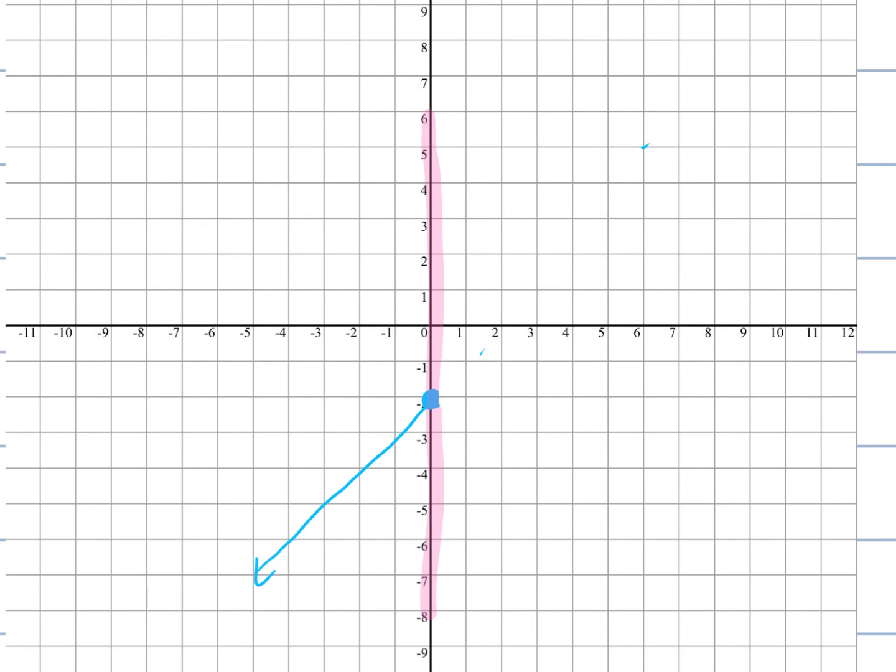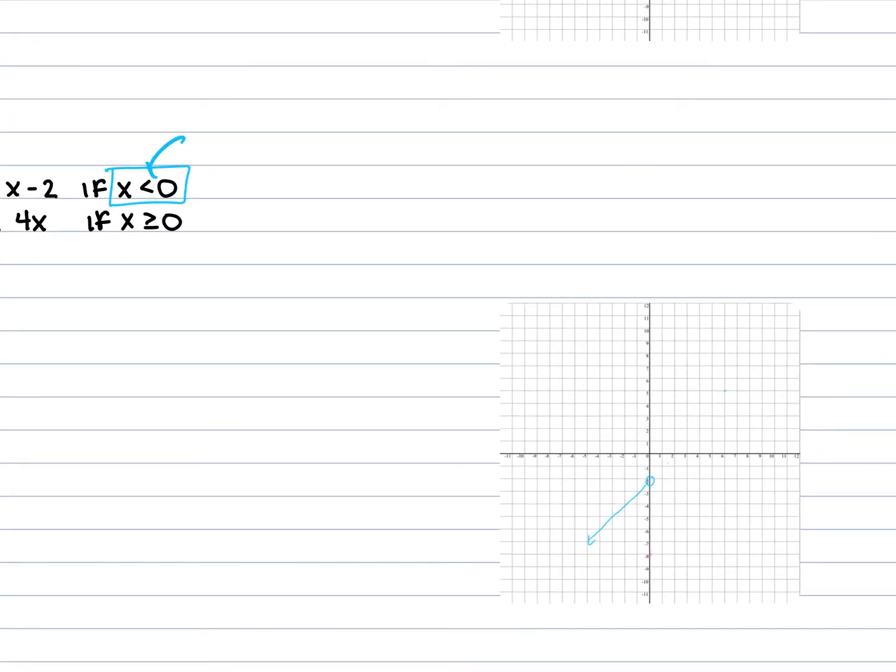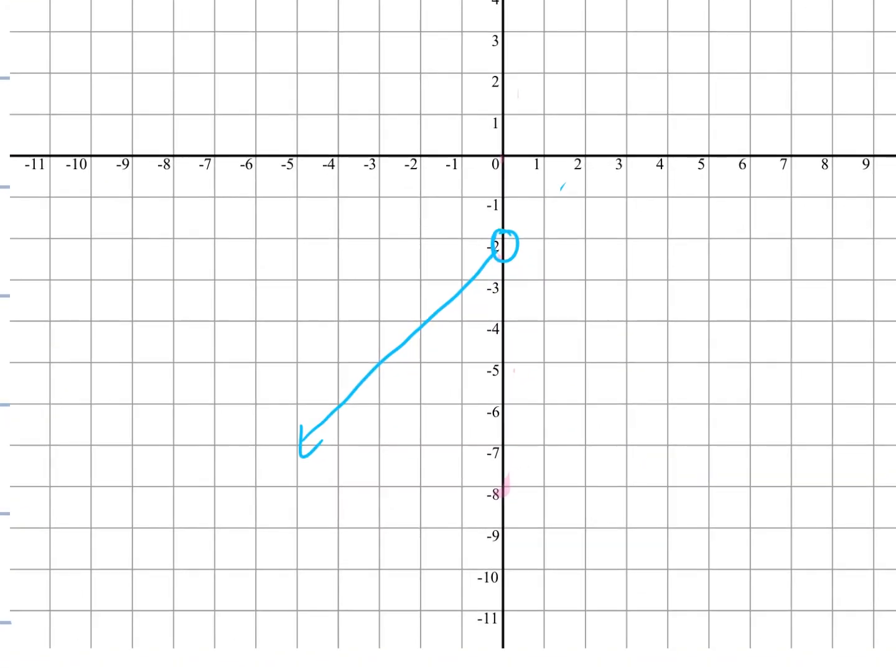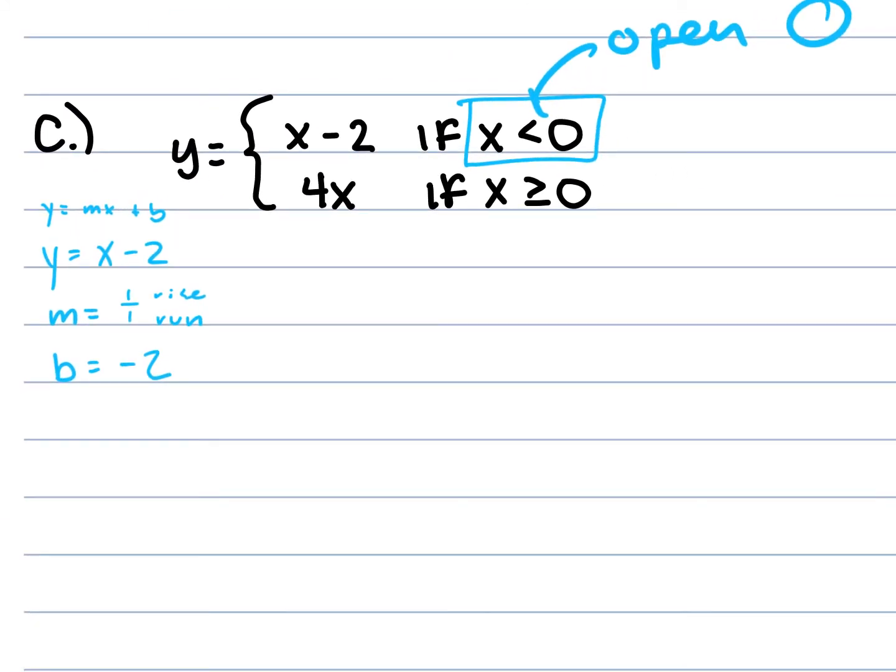Now at 0, am I going to have an open circle or a closed circle? Open. Perfect, because it's just a less than sign. So just less than tells me I have an open circle. So this tells me it's an open circle. So that's our first piece. Any questions there? All right, let's do the second piece.